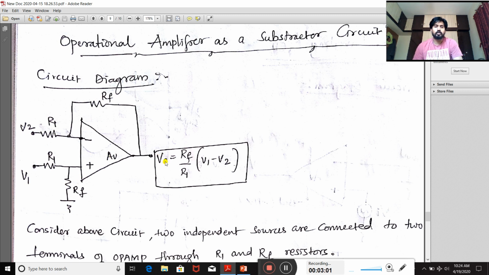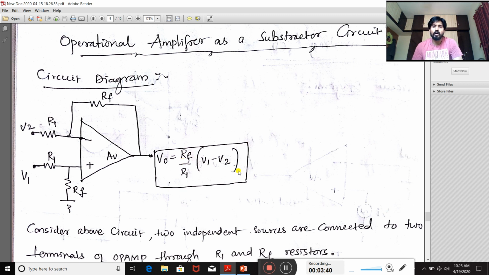Now the output you are going to get is V0, that is equal to RF divided by R1 into bracket V1 minus V2. With this, V2 is subtracted from V1, so that is the resultant value you are going to get. Now this is our objective, RF by R1 into (V1 minus V2). This V1 minus V2 is nothing but subtraction. RF by R1 should be 1 to get the subtraction. So choose RF and R1 in such a way that these values are the same. That means you should get 1.